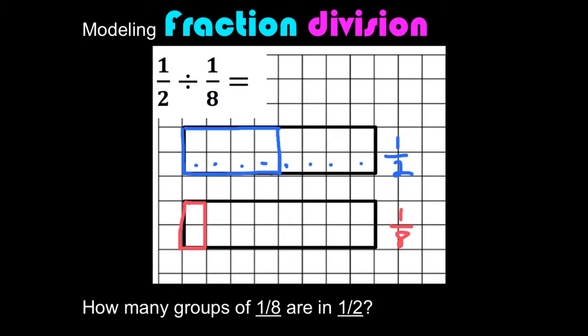And so looking at the first model above the 1/2, let's go ahead now and make 1/8 groups. And so we know that our line is right there for 1/8. So we have one group we made, two groups, three groups of 1/8, and four groups of 1/8. And so our question, how many groups of 1/8 are there in 1/2? We can say there are 4 groups of 1/8 in 1/2.